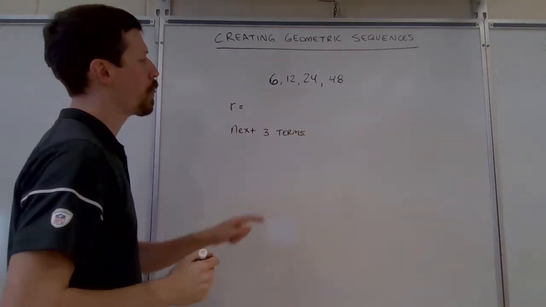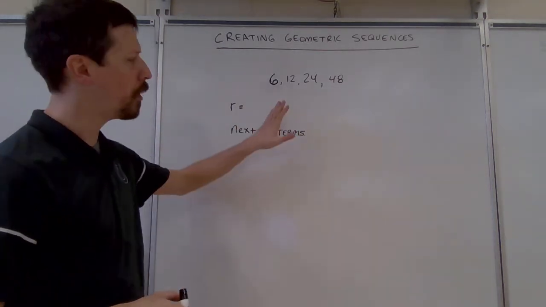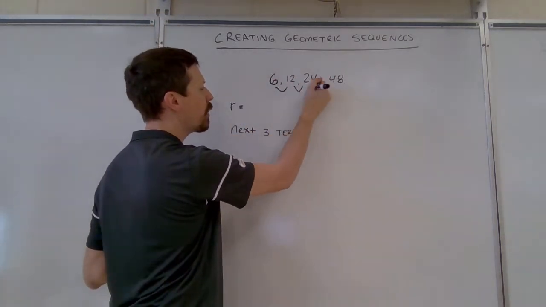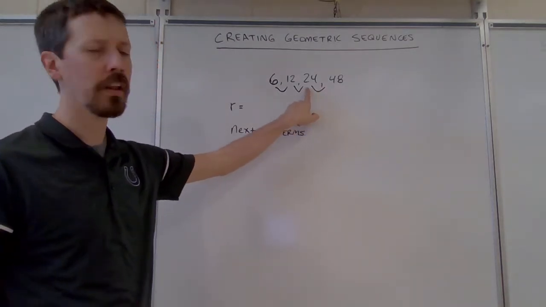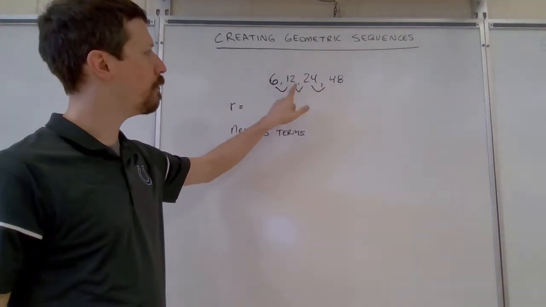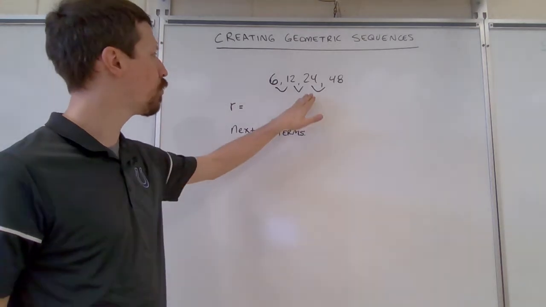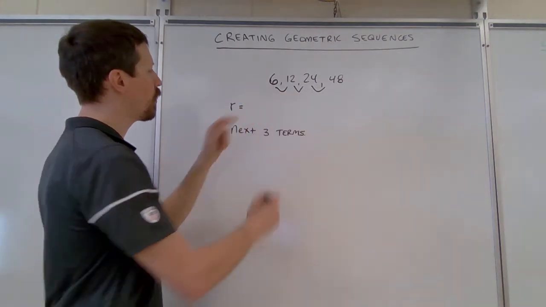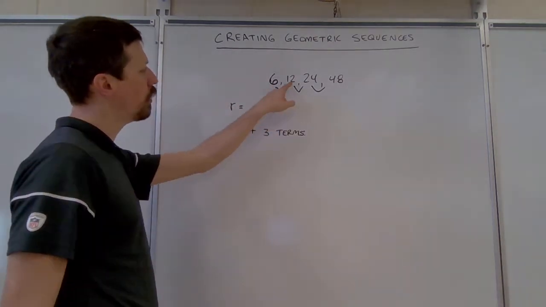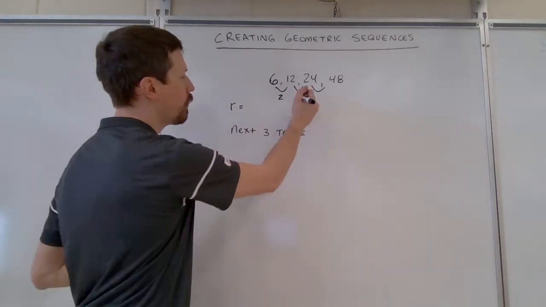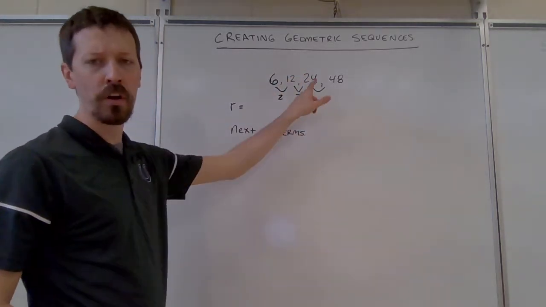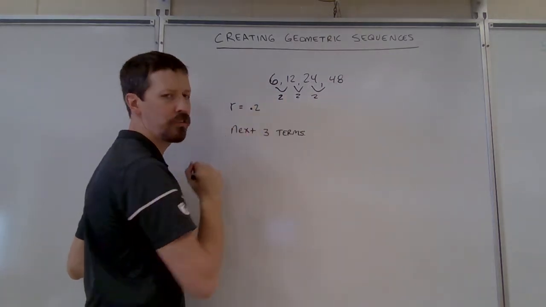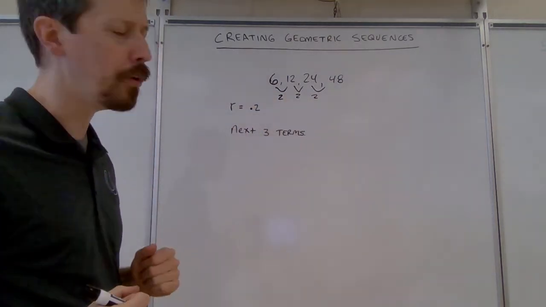All right, so to figure out r, I need to figure out what pattern this sequence has. When it comes to geometric, kind of like we did on the bell ringer, the best thing to do is take one of the later terms and divide it by a previous term, see what you get. So in this case, 24 divided by 12 gives me 2. Let's go ahead and check that. 6 times 2, yep, that gives me 12. 12 times 2 gives me 24. 24 times 2 gives me 48. So my common ratio is going to be times 2, multiplied by 2.